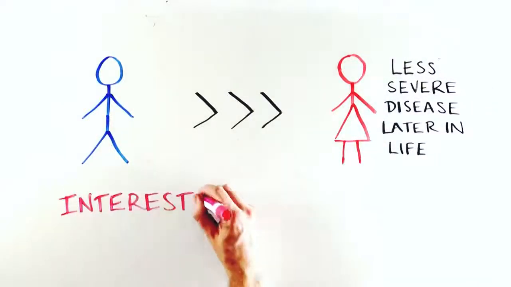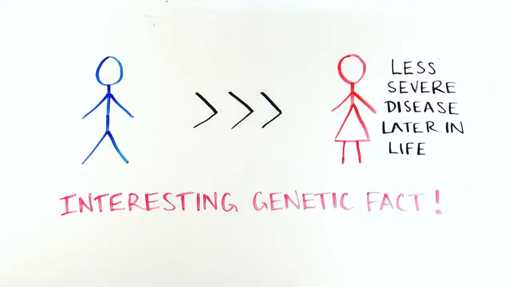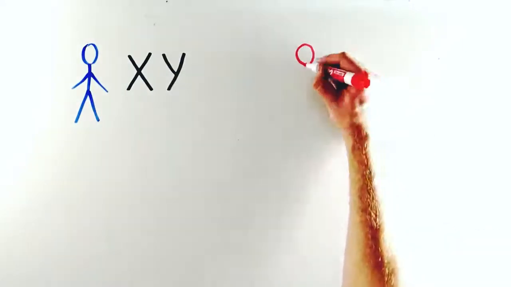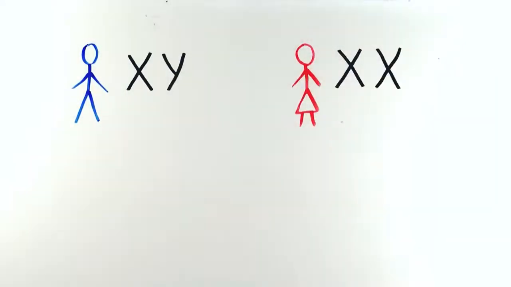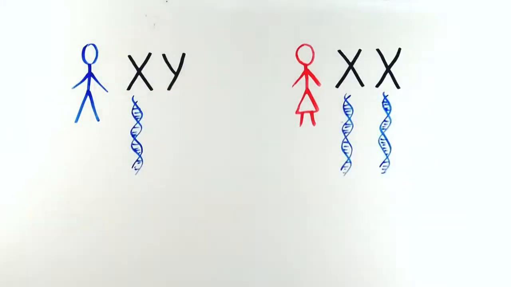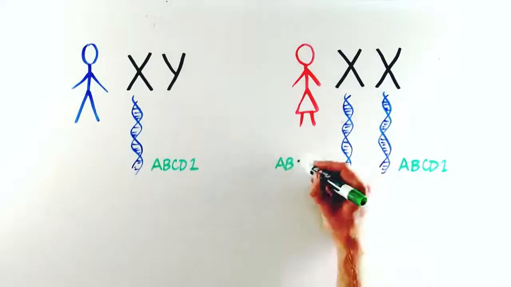This is because of a very interesting genetic fact. I just mentioned that we have 2 DNA copies of all genes. Well, that's not entirely true. Men only have 1 copy of the genes found on chromosome X, while women have 2 copies. That is what determines whether you are male or female. It turns out that the ABCD1 gene is located on the X chromosome.